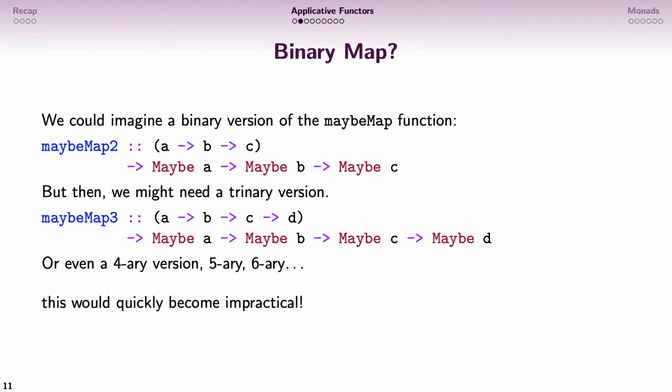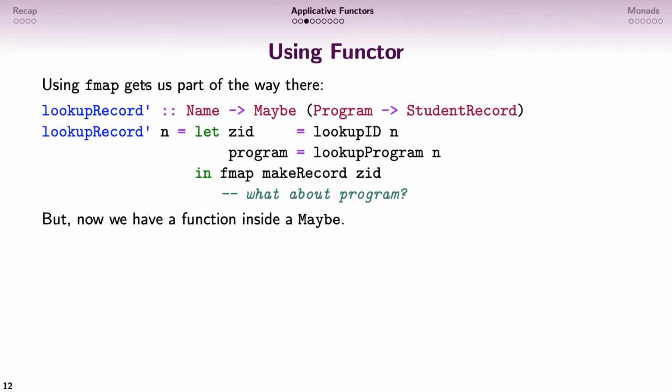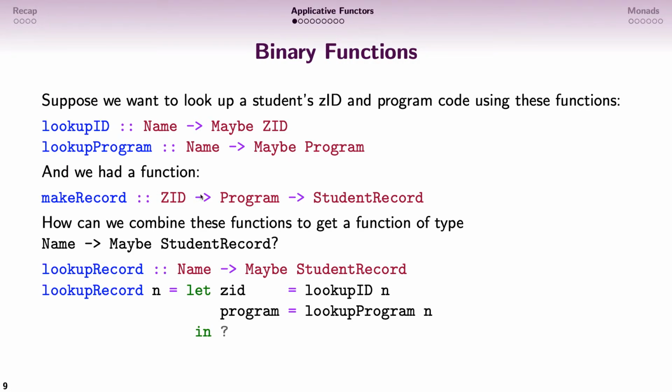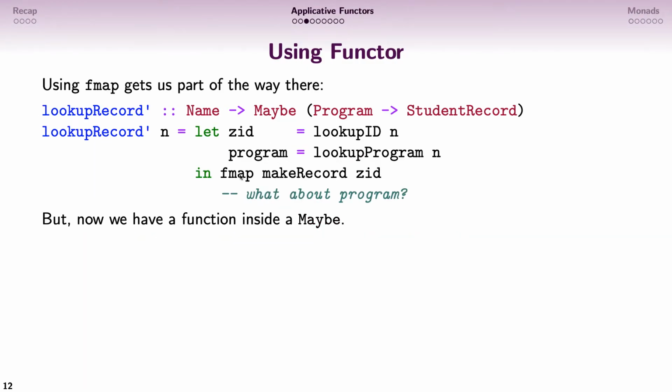So this is just with the 2 argument version. If I apply fmap to make record and then pass in my maybe ZID, fmap will return a maybe function from program to student record, right? Remember that Haskell functions take in a parameter and then return a new function if they take more than one argument. So this is the return value of make record. If we look at the type of make record, given the ZID, it will return a function from program to student record. So given a maybe of ZID, fmap of make record returns a maybe of the function program to student record, right?